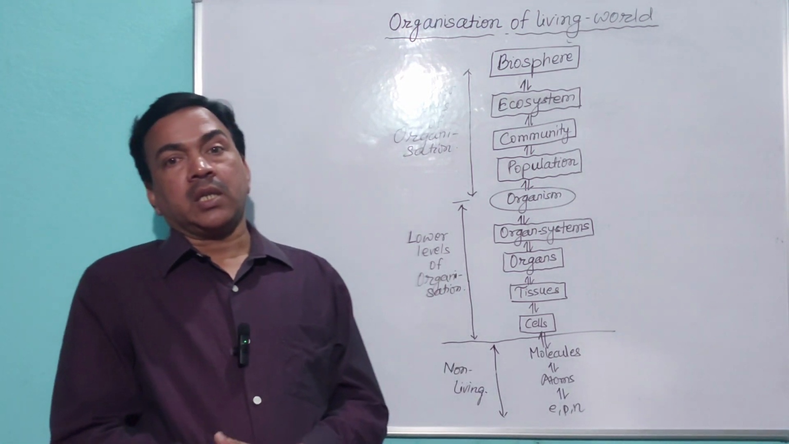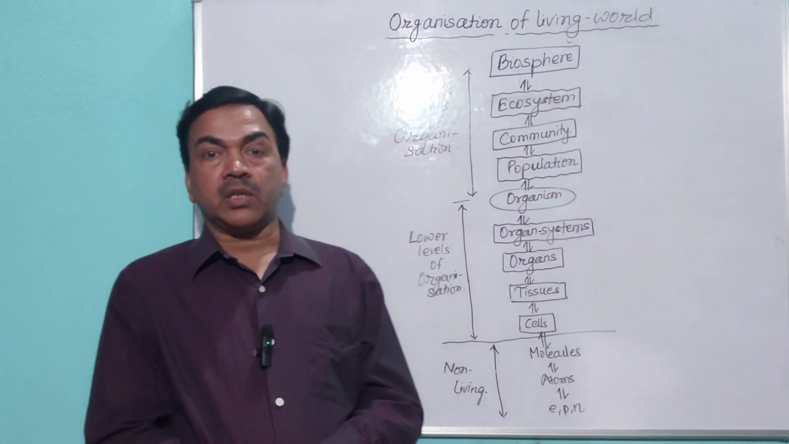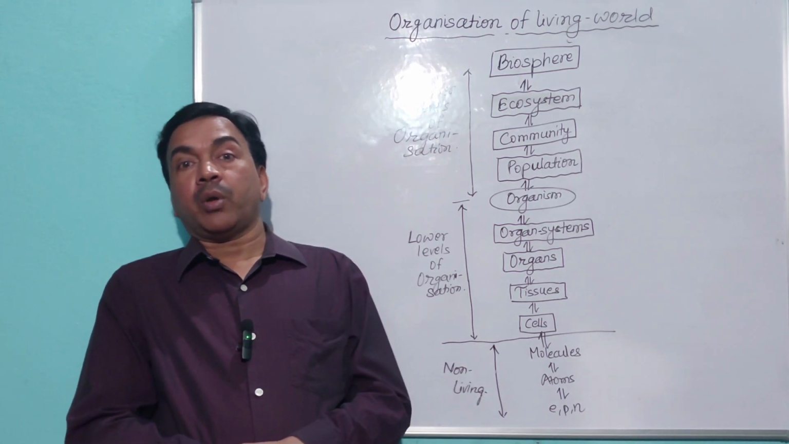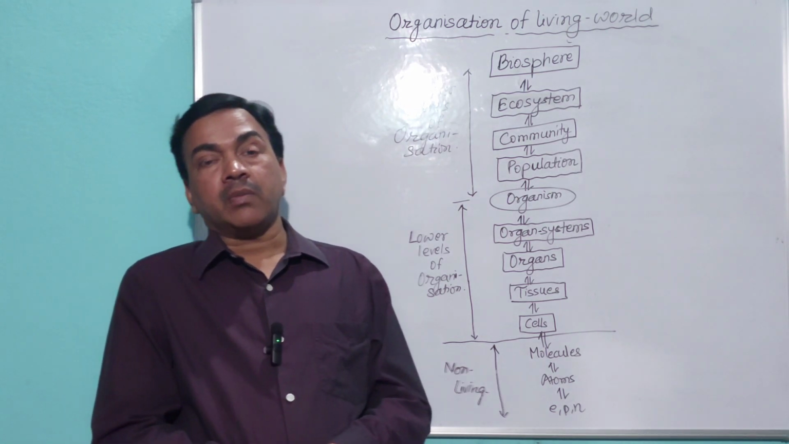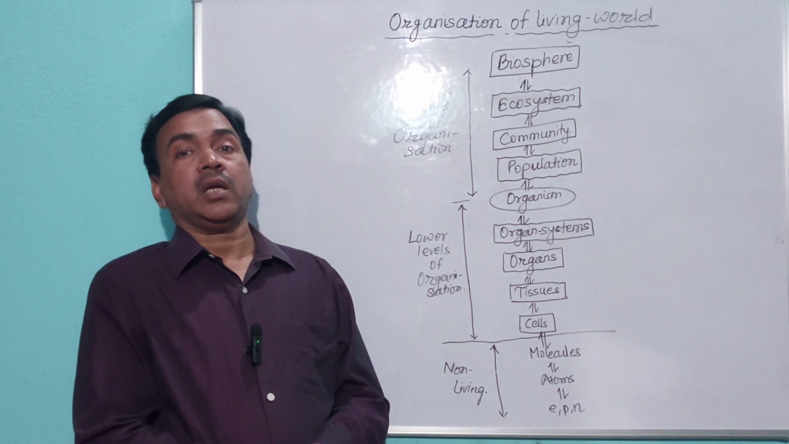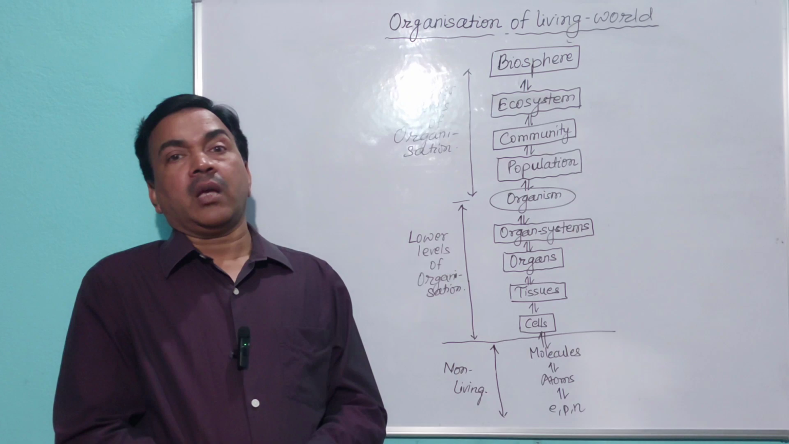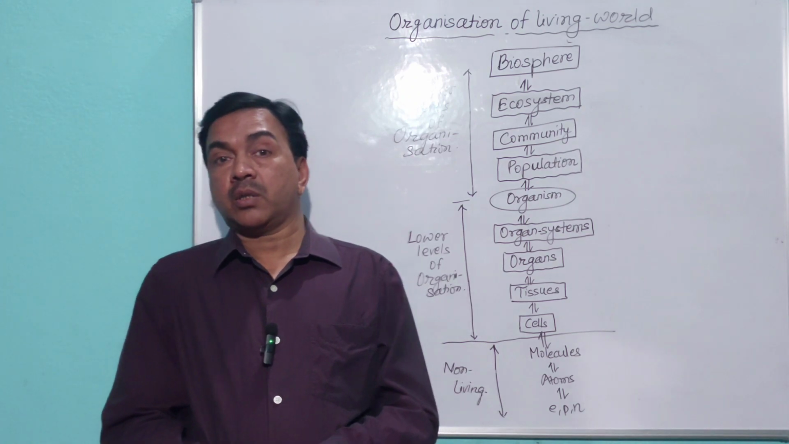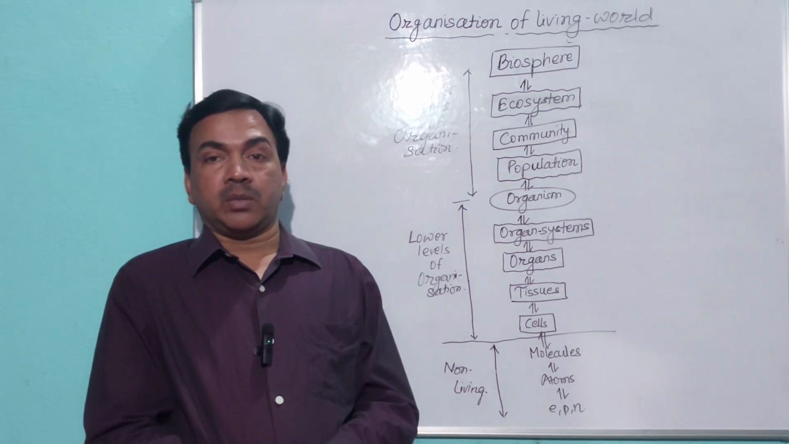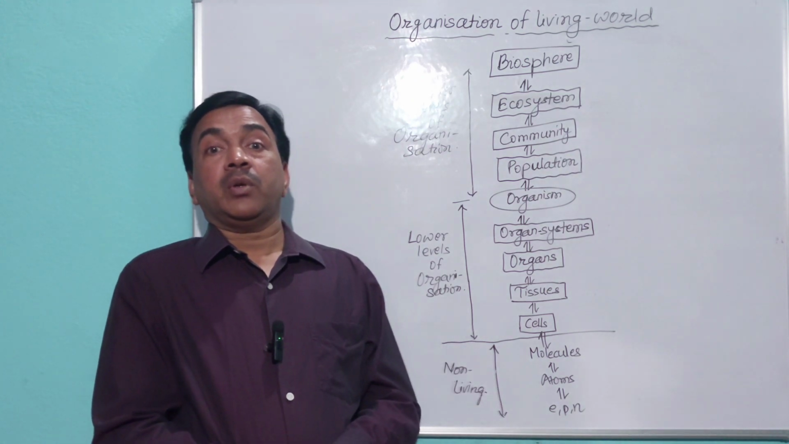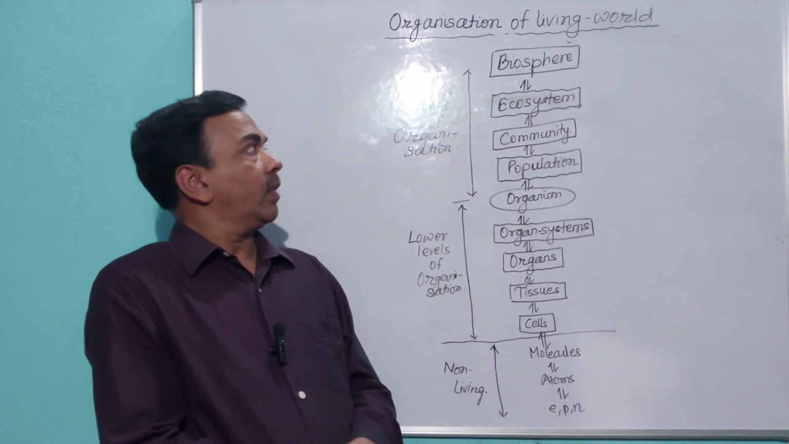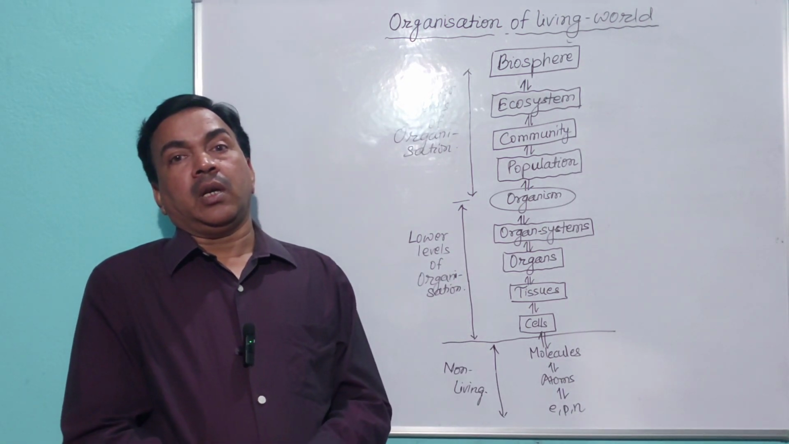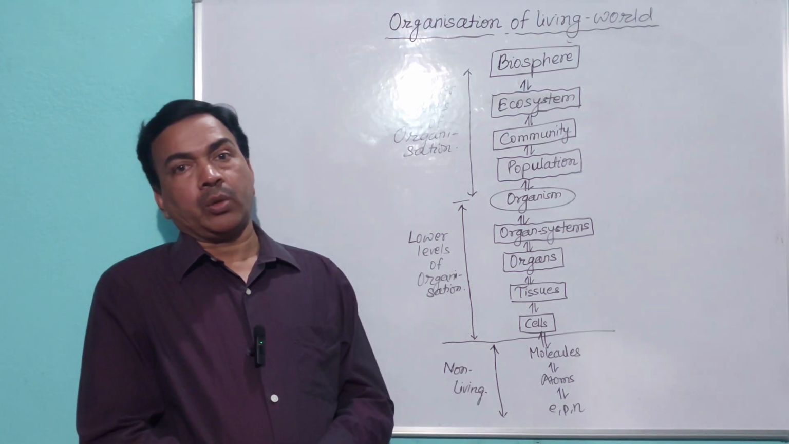Now comes the next level, ecosystem. What is ecosystem? Ecosystem is an aggregation of different types of communities. Different types of communities together constitute an ecosystem. The ecosystem may be grassland ecosystem, desert ecosystem, forest ecosystem, pond ecosystem, etc. It may also be artificial. Now, the uppermost level is biosphere. So, what is biosphere?